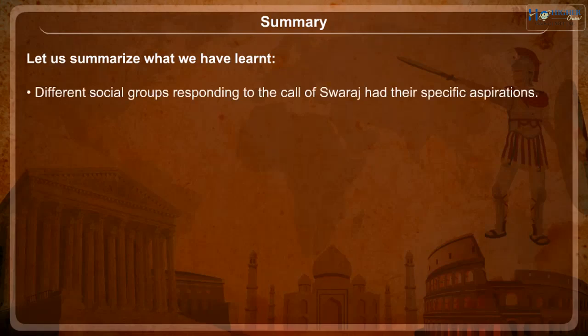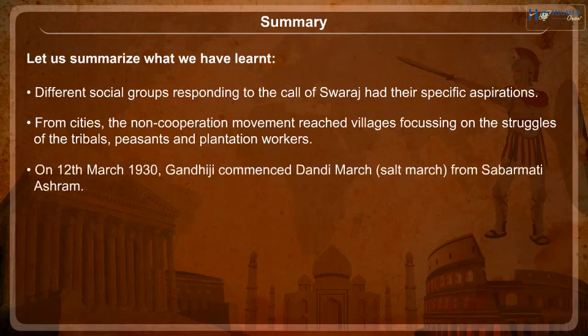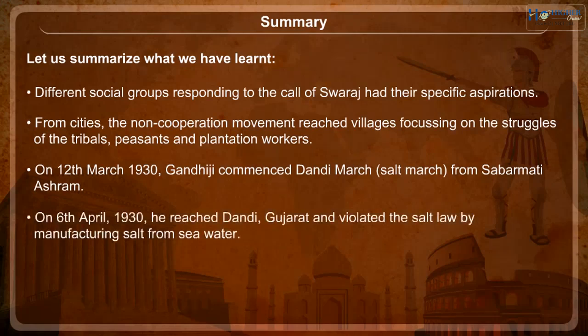Different social groups responding to the call of Swaraj had their specific aspirations. From cities, the non-cooperation movement reached villages, focusing on the struggles of the tribals, peasants, and plantation workers. On 12th March 1930, Gandhiji commenced the Dandi March, that is, the Salt March, from Sabarmati Ashram. On 6th April 1930, he reached Dandi in Gujarat and violated the salt law by manufacturing salt from seawater.